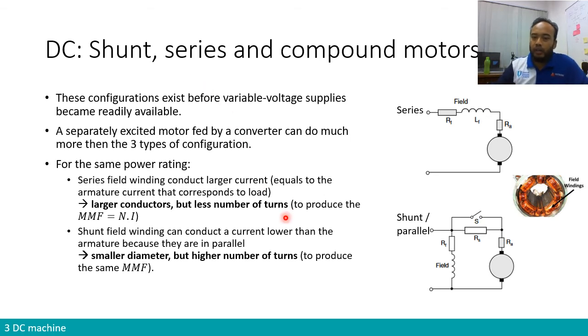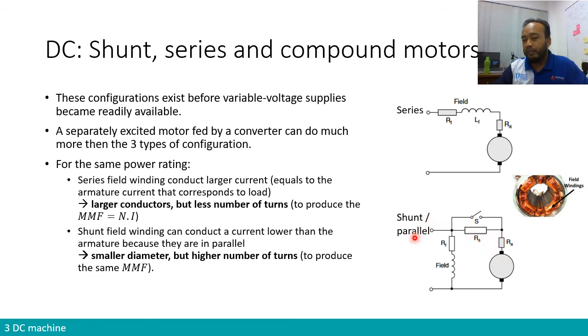In contrast to that, in a shunt field winding we can allow a conduction of current that is much lower than in the armature, because they are in parallel. If you look at the circuit here, we have the field winding over here and the armature winding over here. The RS that we have here, which we are going to discuss later, is the starting resistor that we will use to regulate the current that goes into the armature.